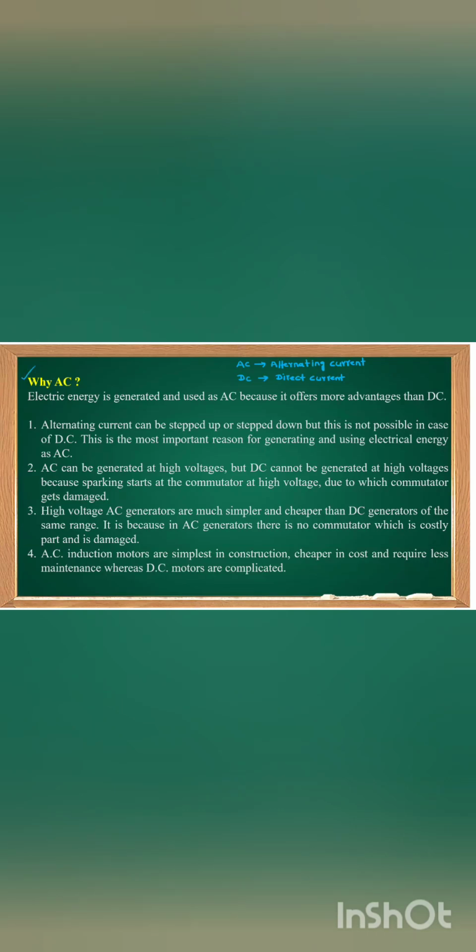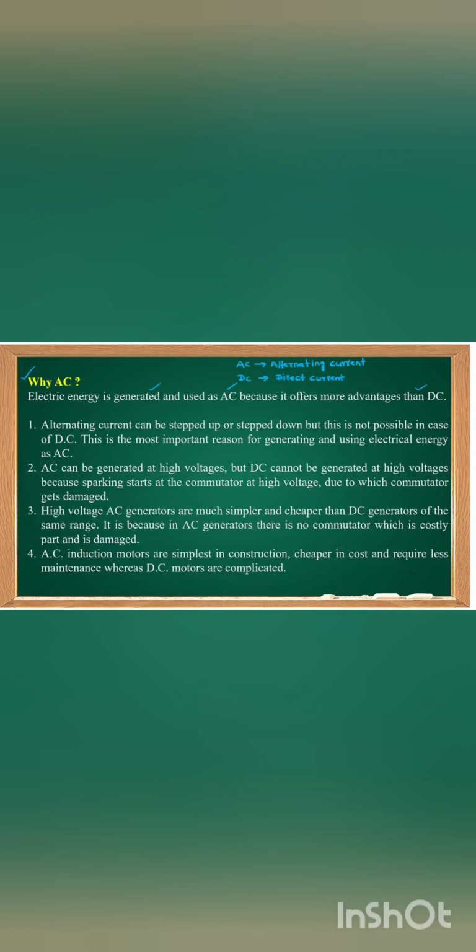We know that we are generating the AC, we are transmitting the AC, distribution is also in the form of AC, and utilization is also in the form of AC. Most of the power is in the form of alternating. In some applications only we are using the DC. Most of the applications we are using AC quantities. Why is this AC more popular? Electric energy is generated and used as AC because it offers more advantages than DC.